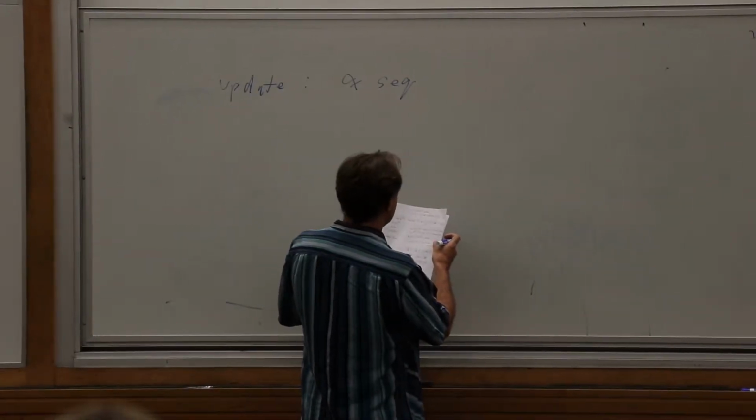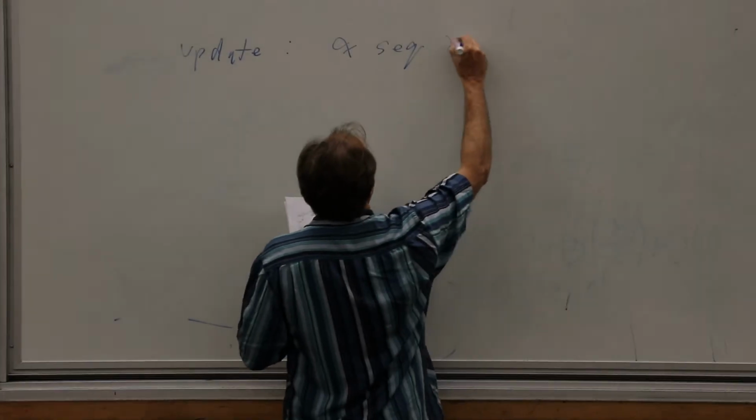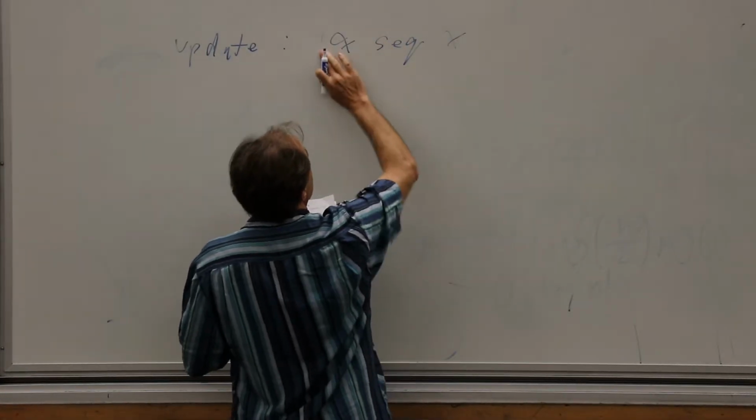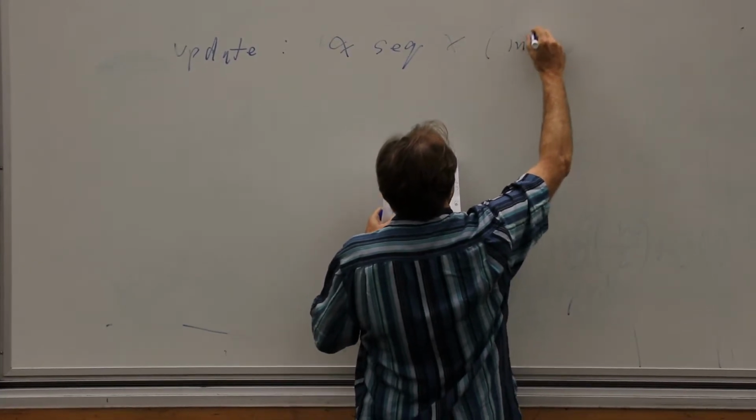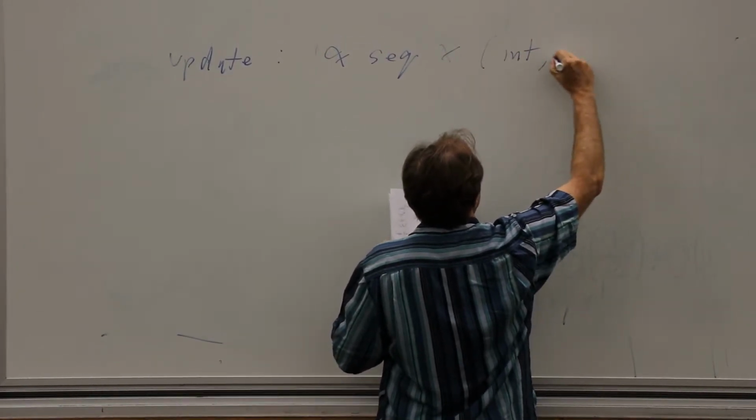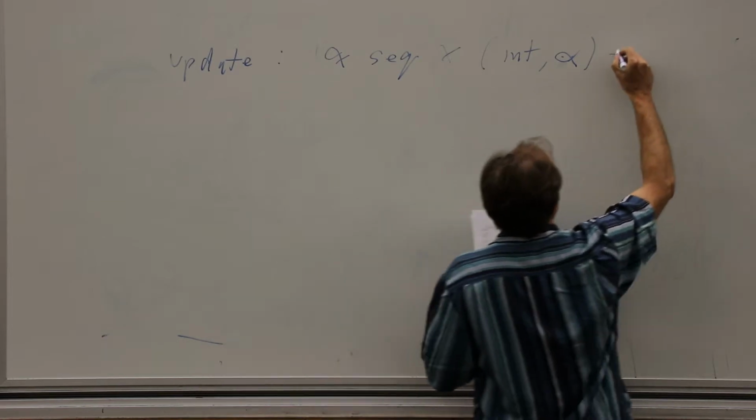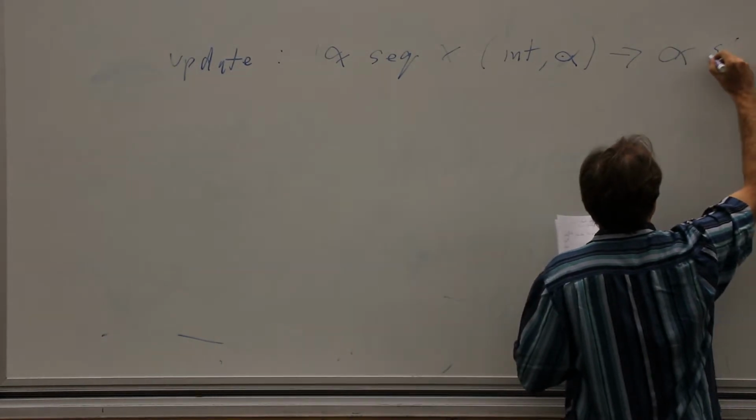Okay, so we have it. It takes an alpha sequence, and a particular interface is alpha sequence cross a pair of int and alpha, and returns an alpha sequence.